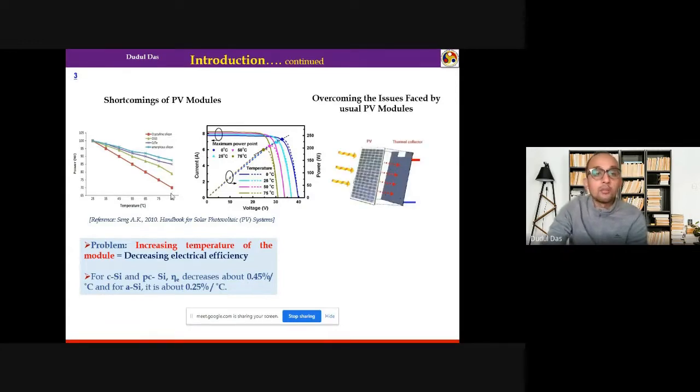So while overcoming this problem of decreasing efficiency with increase in temperature, we come up with a solution where we try to combine both thermal collector and PV into a single system. What happens is the heat generated in the PV can be extracted by circulating some fluid through the rear surface of the PV module, or by combining a thermal collector.